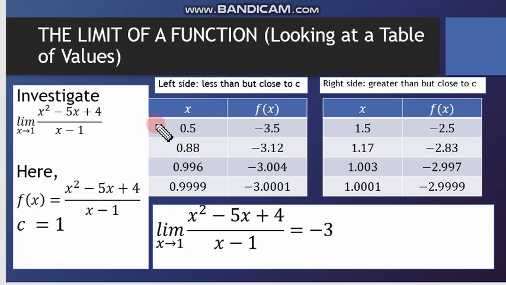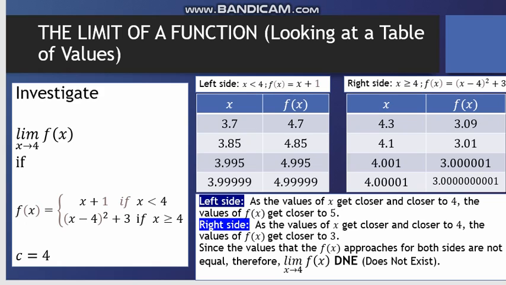So here at the left side, as our x approaches the value of 1, the f of x approaches negative 3. In the same way, as our x value approaches 1, in the right side table, the value of f of x approaches negative 3 as well. Therefore, the limit of x squared minus 5x plus 4 all over x minus 1 as x approaches 1 is equal to negative 3.